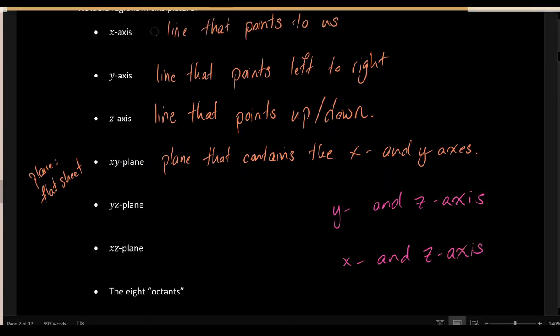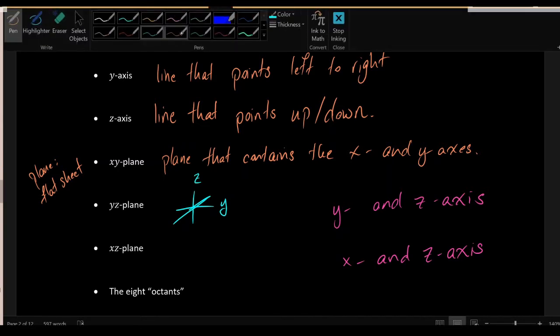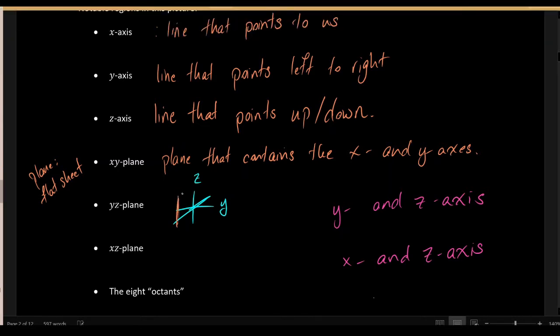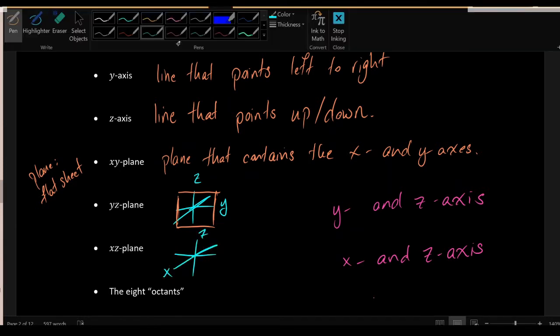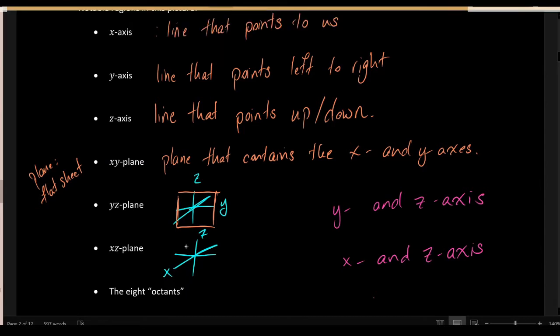So, to make a quick sketch, the YZ plane would contain y and z. So this is the plane that's standing straight up and facing us. And then for the XZ plane, this is the plane containing the x and z axes. So this is the plane whose edge is facing us. It's standing up and the edge is facing us.